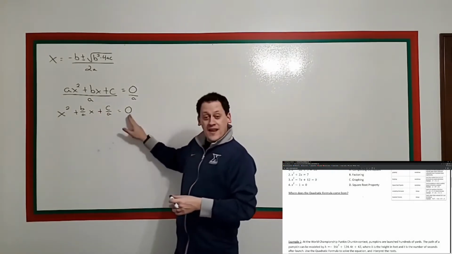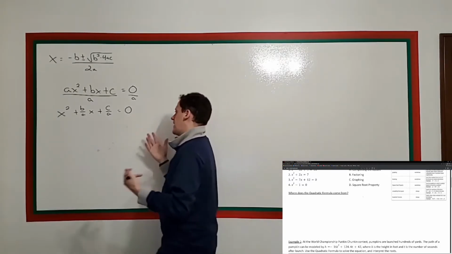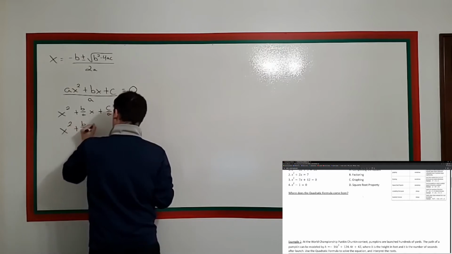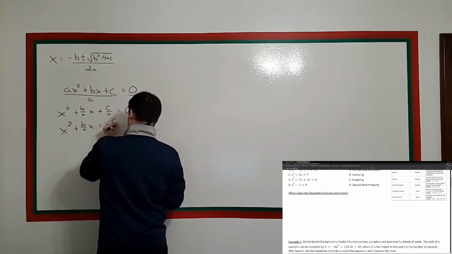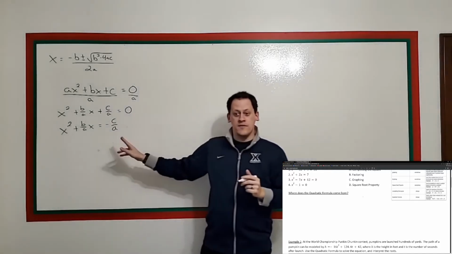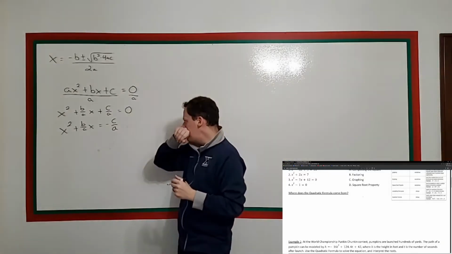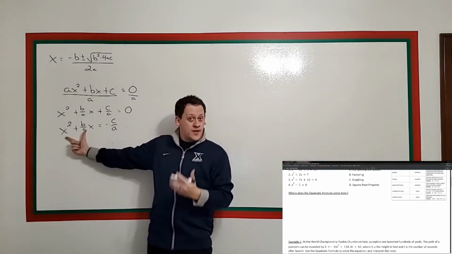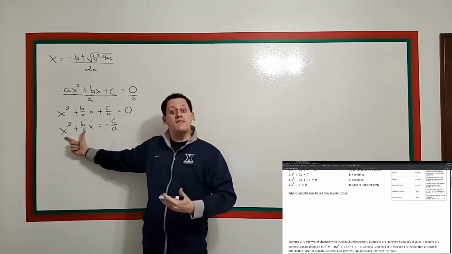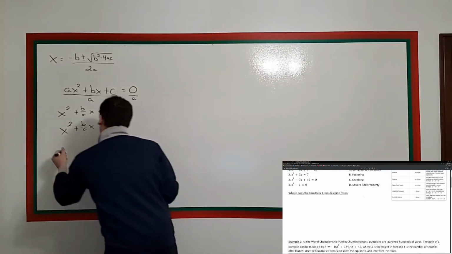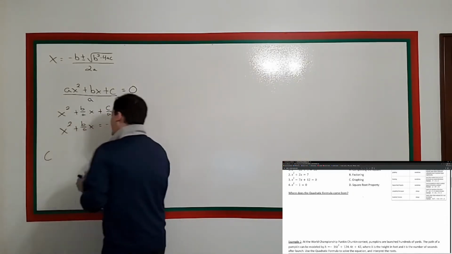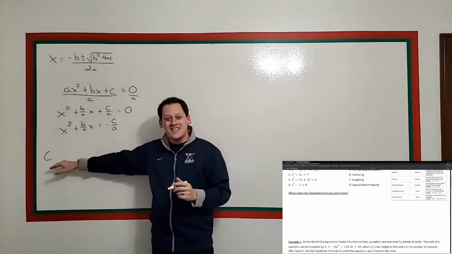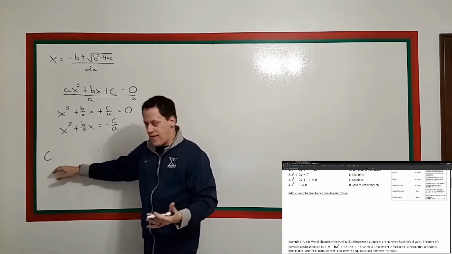Okay. We're going to need to move now the c over a to the other side. So we're just going to subtract it from both sides. So we have this. Now, we've got on the left side here what we need to complete the square. So we can find c. Don't confuse this c with the c we've been working with here. This is just the value that we need to complete the square.